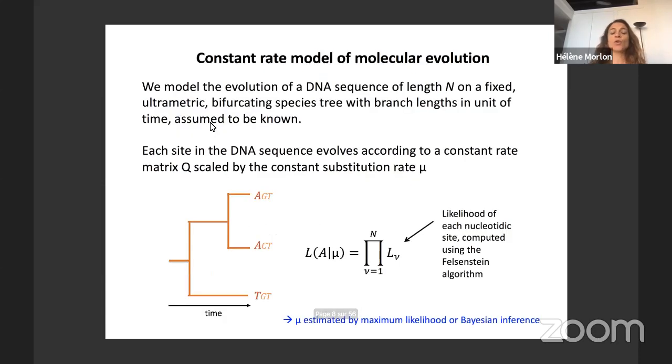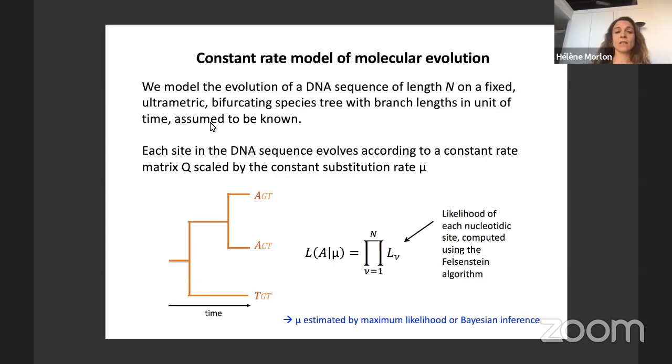Okay, so the constant rate models, if I start with models of molecular evolution, what we aim to do here is to model the evolution of DNA sequences. So we have a sequence of a given fixed length, and we're trying to model the evolution of this sequence on a fixed ultrametric bifurcating species tree with branch lengths that are calibrated in unit of time. And here, for the purpose of my talk, I'm going to assume that this phylogeny is known and fixed.